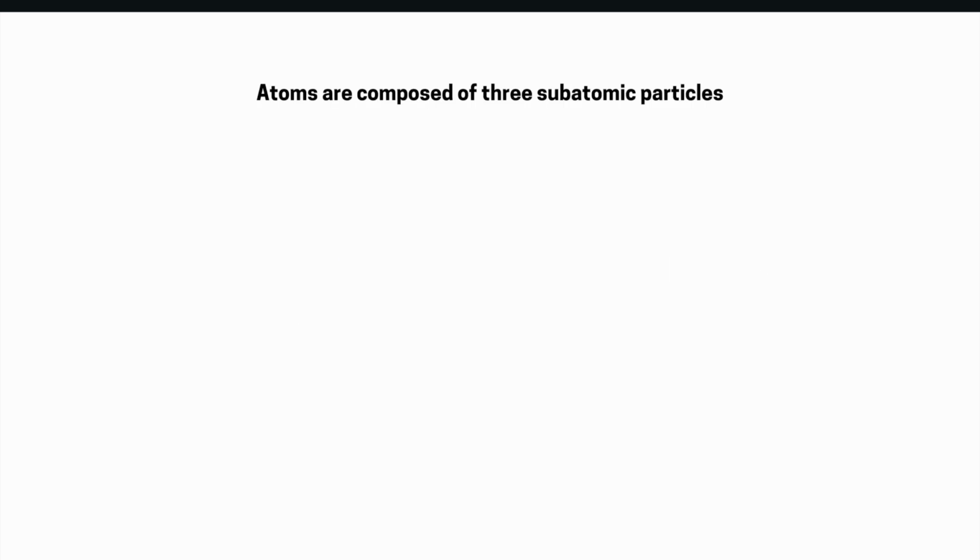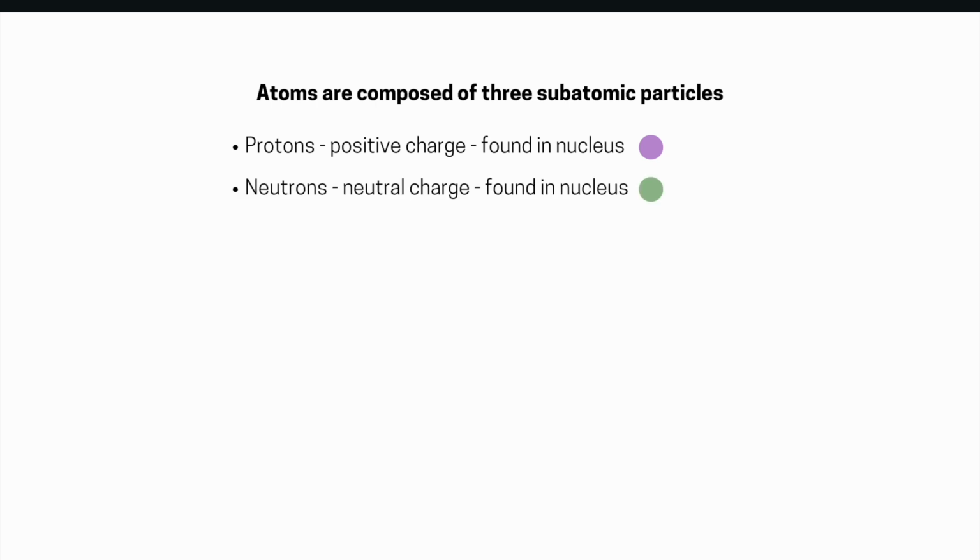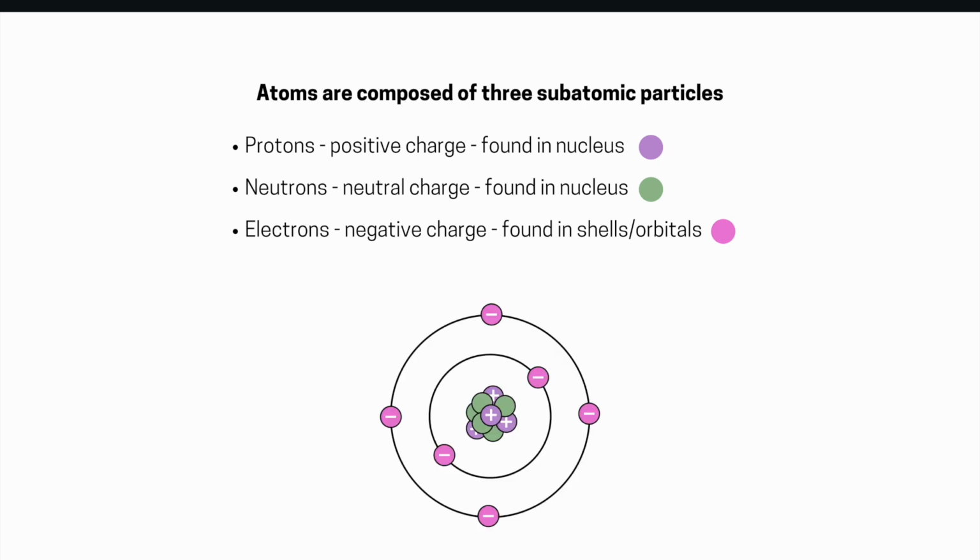Atoms are composed of three subatomic particles, and these are protons, which have a positive charge and are found in the nucleus, neutrons, which have a neutral charge and are also found in the nucleus, and electrons, which have a negative charge and are found in the shells or orbitals. This is a diagram of an atom, and you can see here is the nucleus with the protons and the neutrons, and these are the orbitals with the electrons.